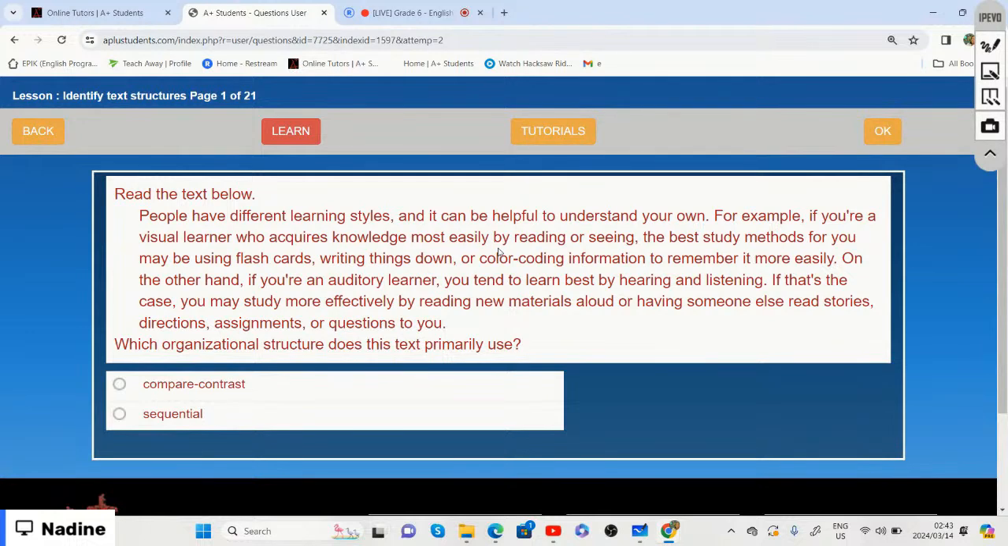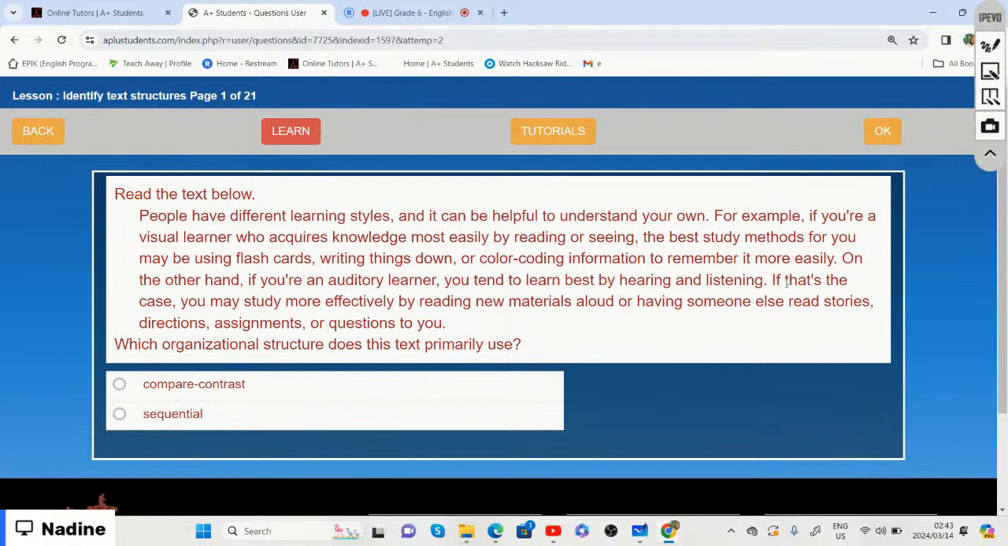That is comparing and contrasting. It's like comparing certain things or certain structures to your own use. So that is compare and contrast. Comparing the differences. Because here they're saying that if you're a visual learner, then flashcards, writing things down, color coding things will help you more to understand something or to see something, right?